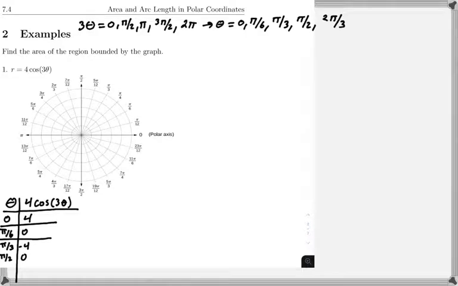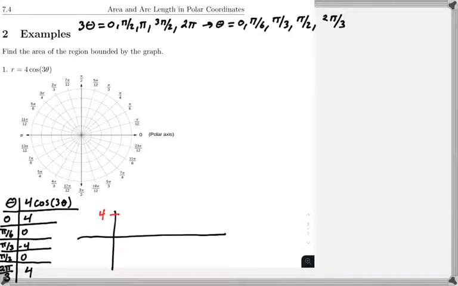Evaluate pi over 2, and we get 3 pi over 2 inside the cosine, which will be 0. And then lastly, at 2 pi over 3, that'll give us the cosine of 2 pi, which is 1, times 4 is 4. So we're going to go ahead and graph this in 2 dimensions.